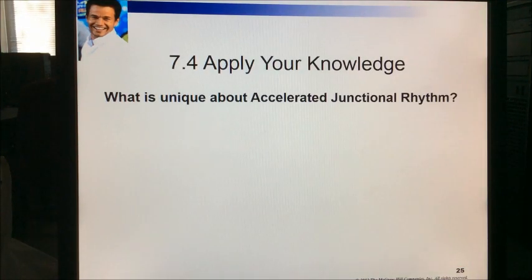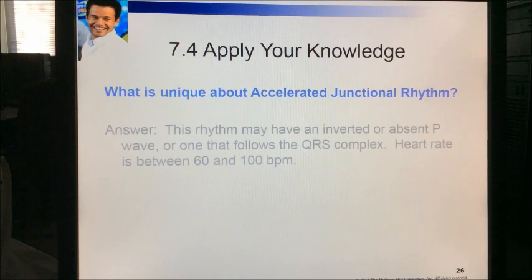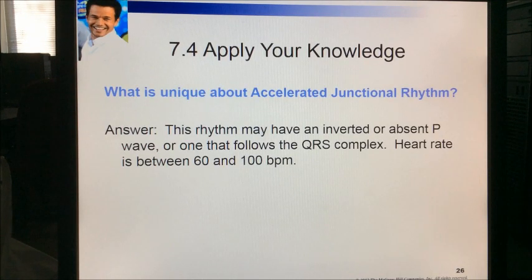All right, so what is unique about this accelerated junctional rhythm? Well, once again, the P waves are either going to be inverted or hidden in the QRS complex. What is your heart rate going to be? 60 to 100, so it's actually going to be normal. Accelerated, it's making up for it. PR intervals will be either very, very short or non-existent.